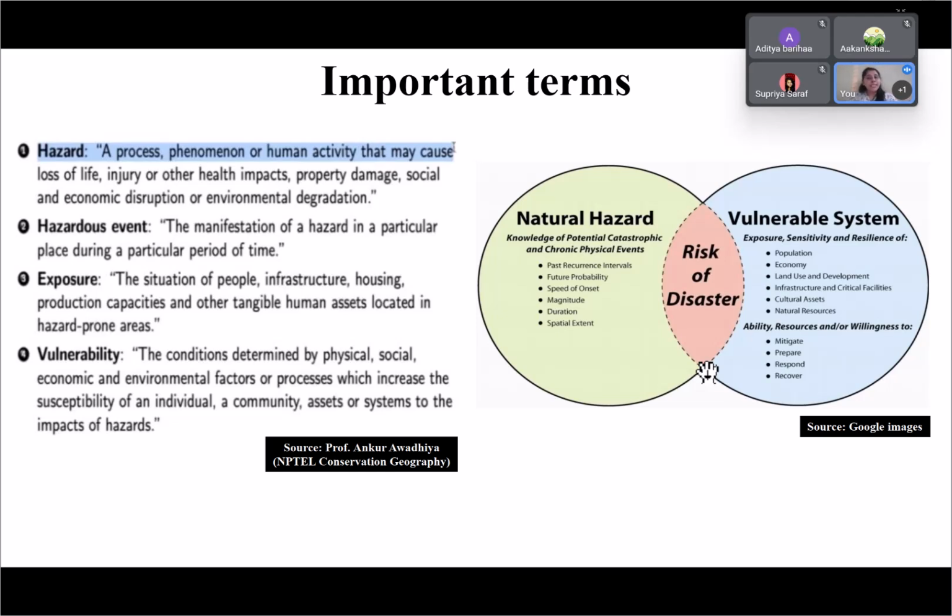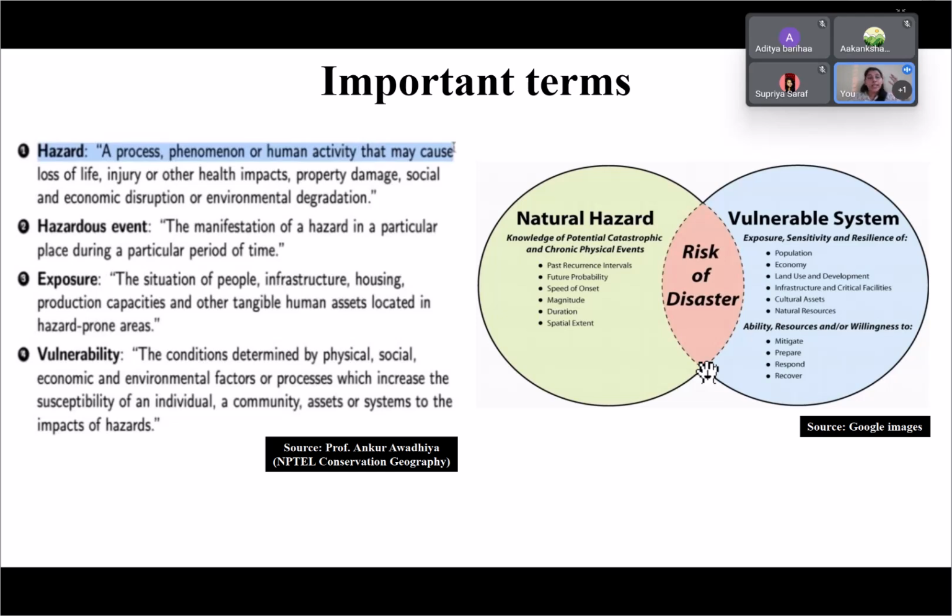So the first word is hazard. Hazard, as you see, is a process or a phenomenon or any human activity that may cause loss of life or injury or other health impact, or it can also damage your property, leading to disruption or degradation. So it is a potential event, or a potential process that can do that. So things that can lead to such kind of problems is a hazard.